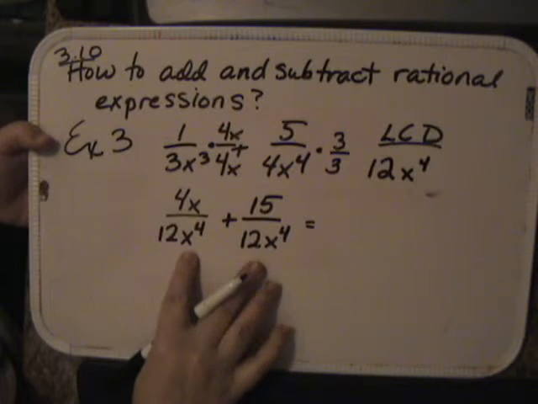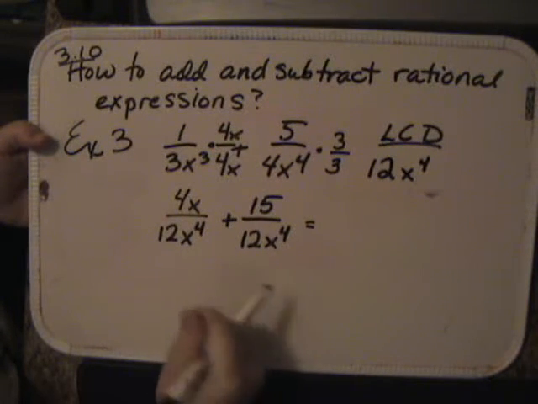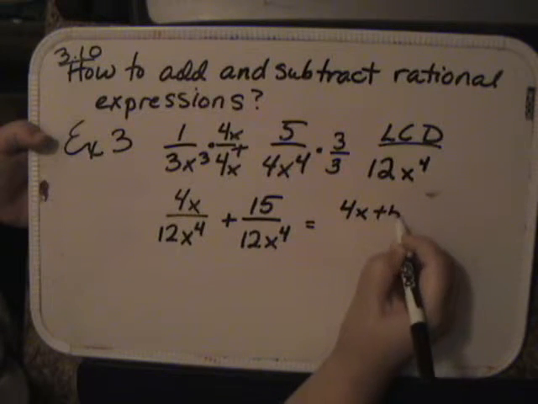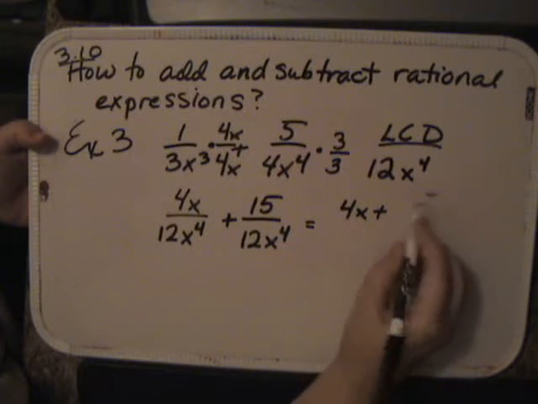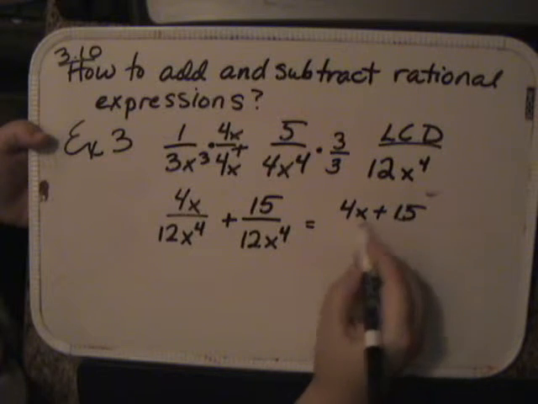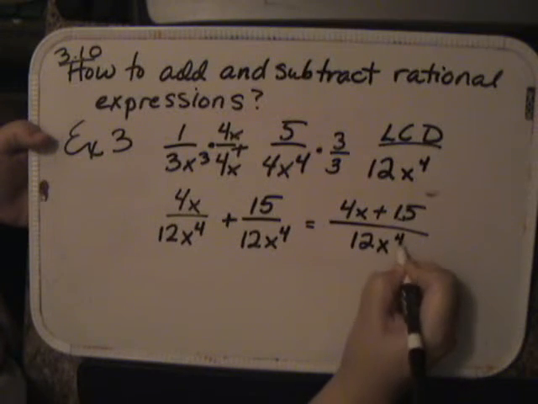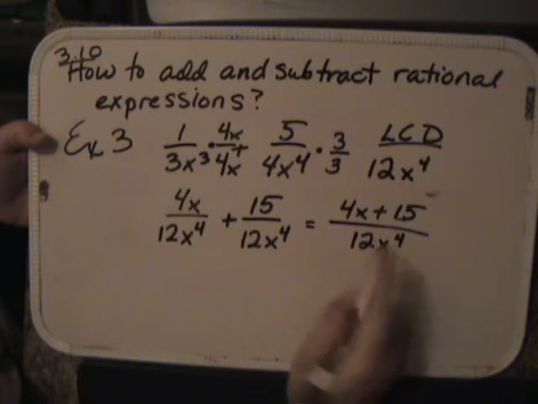Now we have the same denominator, so we're good with the denominators. Let's add our numerators. We have 4x plus 15. These are not like terms, so we cannot add them together. We simply put a plus between them. And that's divided by 12x to the 4th. And that would be your answer.